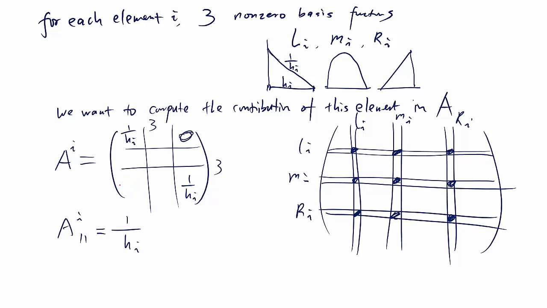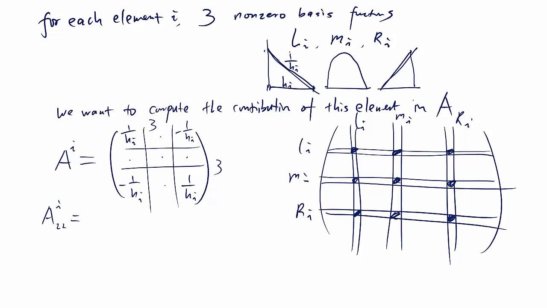We have minus 1 over hi here because we are multiplying a negative slope with a positive slope, and also the matrix is symmetric for the Galerkin method. We also have minus 1 over hi here. So what's different is this for integrals. For the middle integral, let's make some space for this.